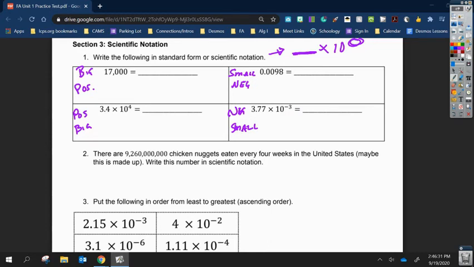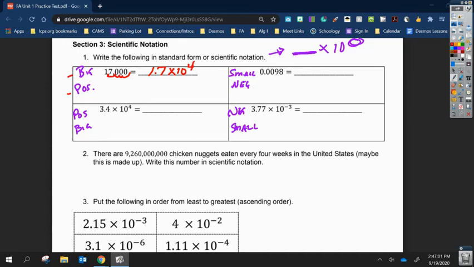We need to create a number between 1 and 10, so I will do that by moving the decimal point 1, 2, 3, 4 times to get 1.7. I don't need to add the extra zeros. So it's 1.7. Always times 10. Don't forget that. And it moved 1, 2, 3, 4 times. Since I decided it was a big number, it remains a positive exponent.